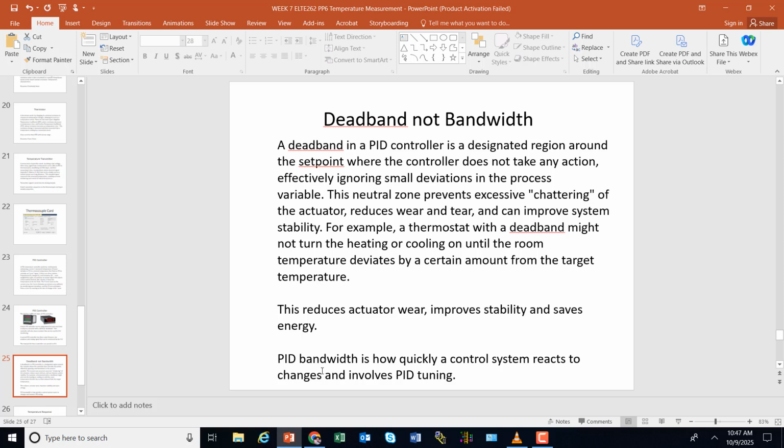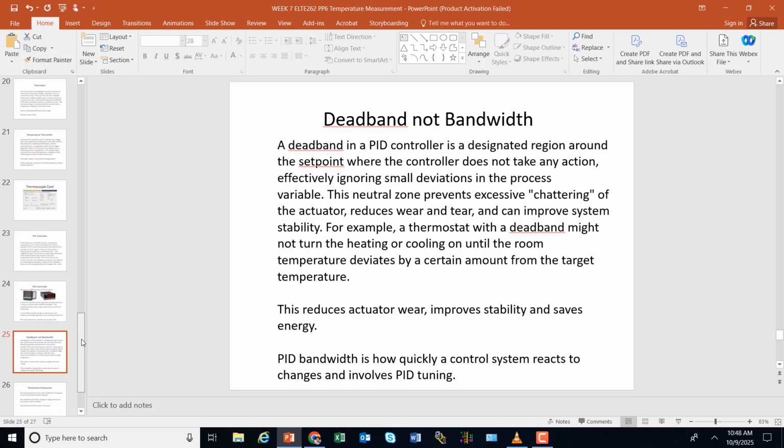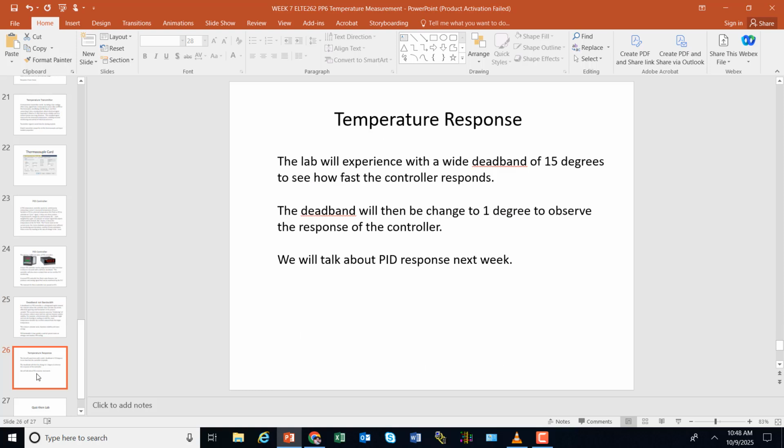Now, PID bandwidth, that's different, and we'll get into it a little bit next time. It is how quickly a control system reacts to changes, and that involves the PID tuning. Like if you turn the heater on and just boom, blast the heat, and then whoa, we overshot the temperature, let's start shutting off the heat and maybe turning on the cooling to bring it back. Oh, we overshot the cooling, let's turn the heating back on. So the PID bandwidth is something that we're going to mess with a little bit on the next one.